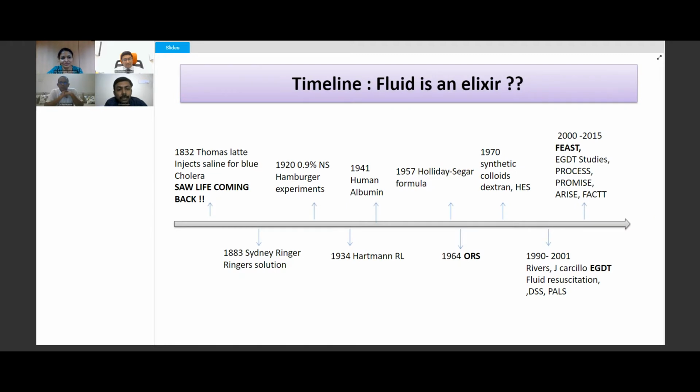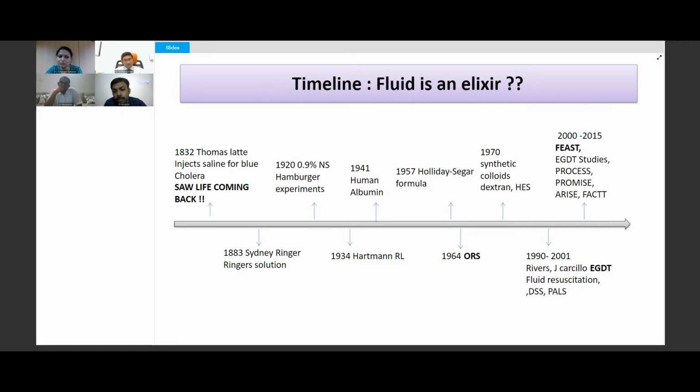The history of fluid therapy started in 1832 with Thomas Latta injecting saline for what he called blue cholera or malignant cholera. He saw life coming back after instilling saline into the patient. Later, after 50 years, Ringer's solution was identified. Then came the Hamburger experiments and subsequently normal saline, 0.9% normal saline, which we use today, and later Hartmann's Ringer's lactate. In 1941, human albumin was discovered. And in 1957, we got the Holliday-Segar maintenance formula, used in children even up to today.